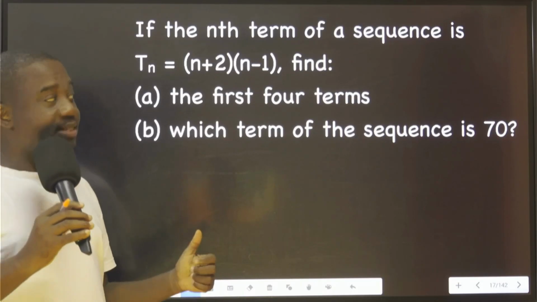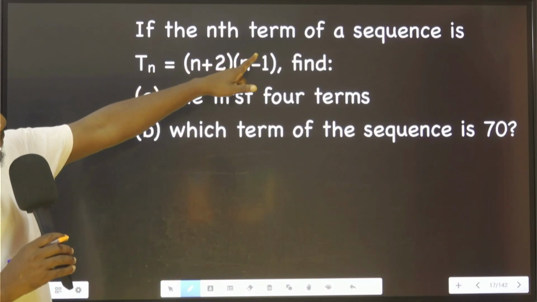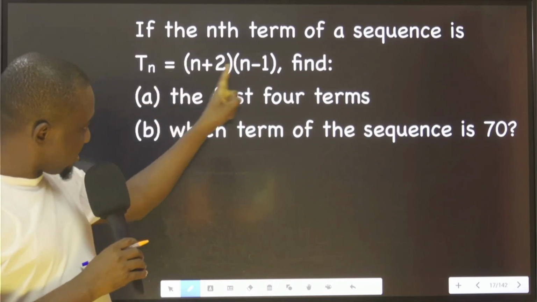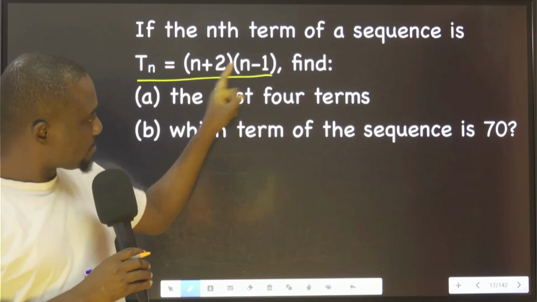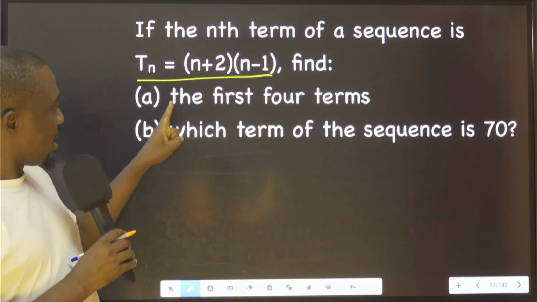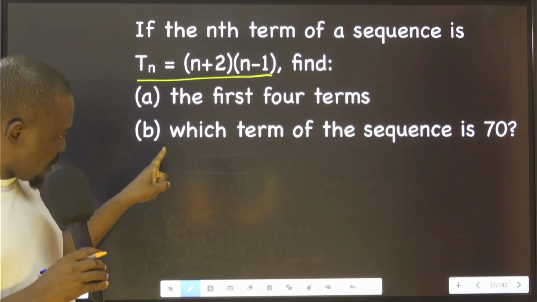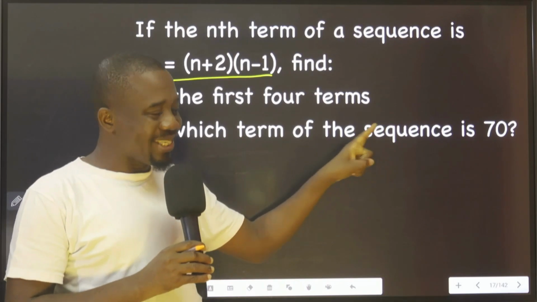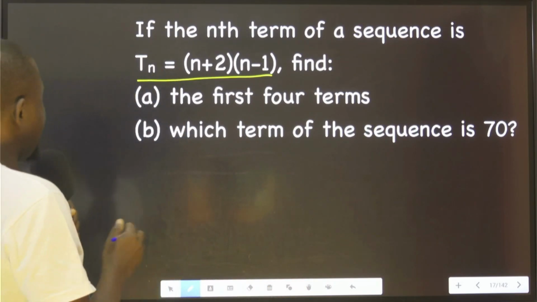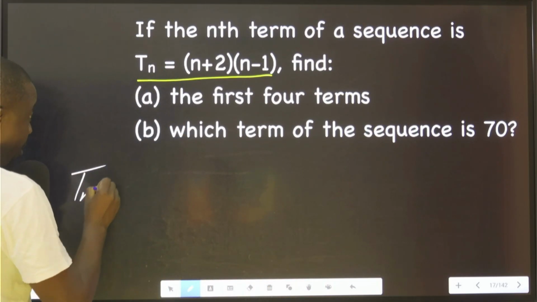Let's look at this. It says, if the nth term of a sequence is this, we should find the first 4 terms, and also which term of the sequence is 70. Just simply put the formula down.